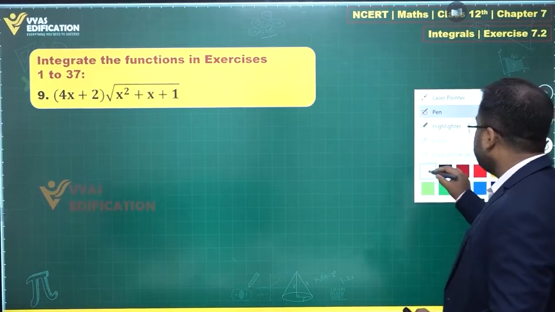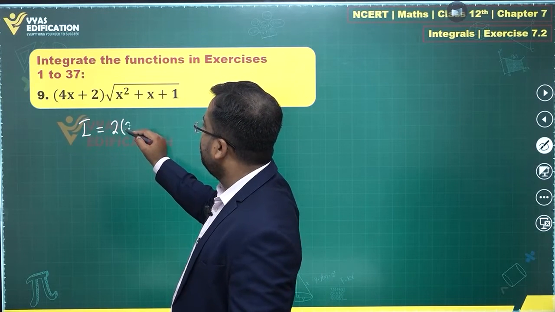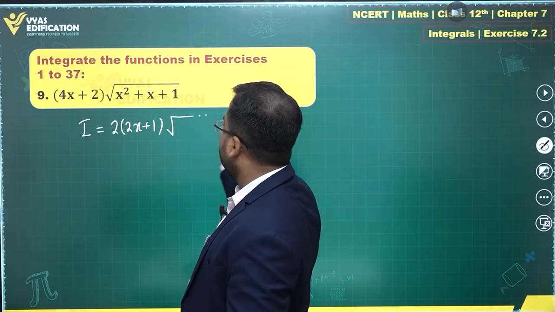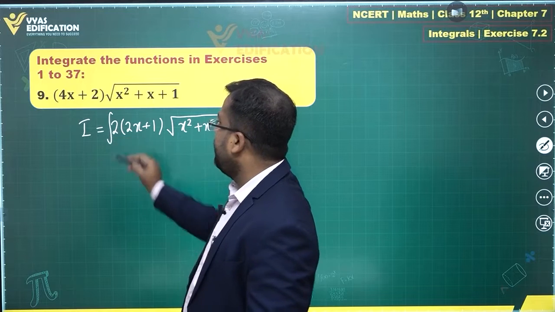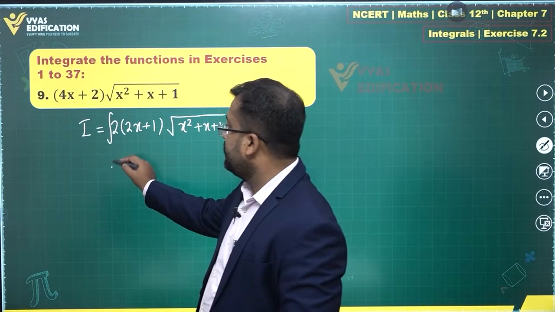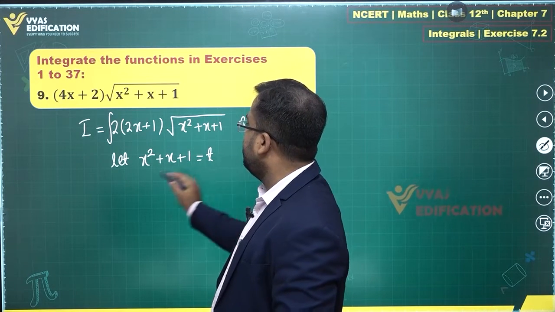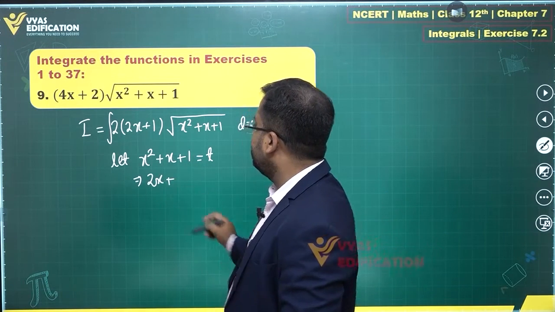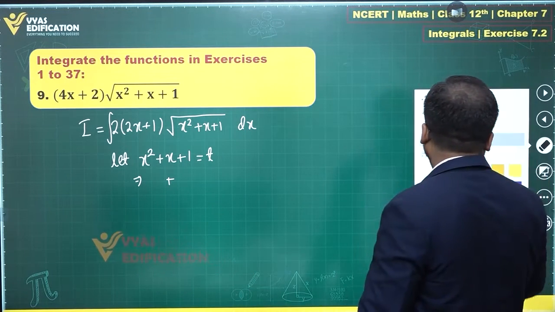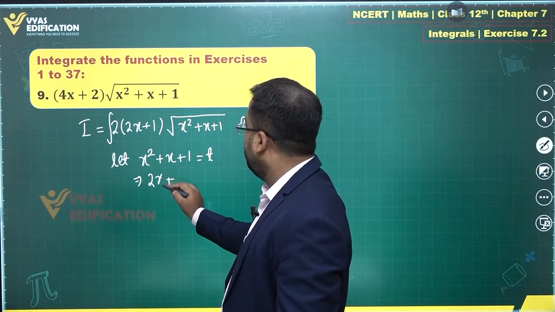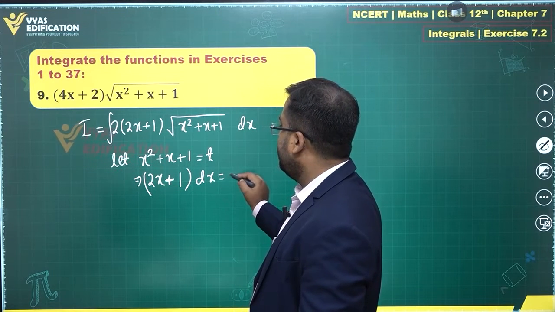And that's the standard substitution now. This is 2 times (2x plus 1) under root of x square plus x plus 1 dx. This is what you have. And now we'll use the substitution x square plus x plus 1 is equal to t, which tells me that (2x plus 1) times dx is equal to dt.